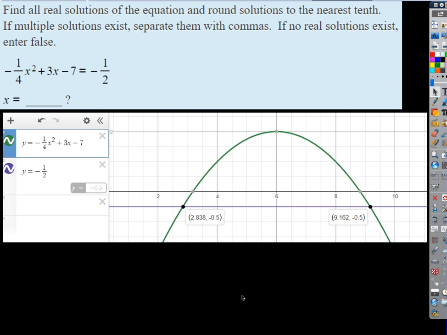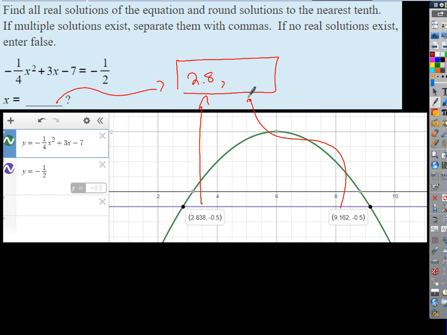Okay, so then what are my solutions? What am I going to input in the Moodle? I'm looking for x coordinates. So one of them is going to be 2.8 and the other one's going to be 9.2. Okay. Now there is a cool little trick you can do in Desmos.